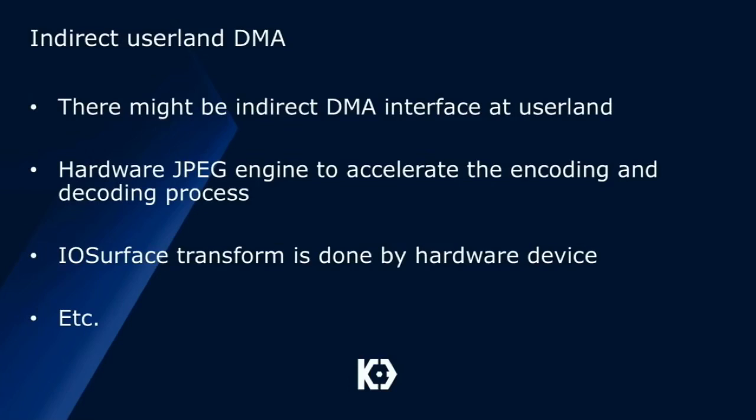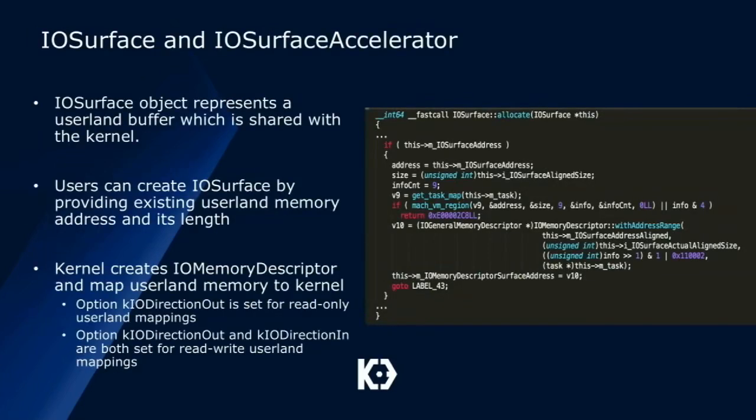We will look into the iOS transform feature a little bit. KeenLab spent some time investigating the iOS I/O surface transform feature. Before we study it, I'd like to briefly introduce the I/O surface and the I/O surface accelerator framework. In the Apple world, the I/O surface represents a Userland buffer which is shared with the kernel. And Userland applications can create an I/O surface by providing an existing Userland buffer address and its length.